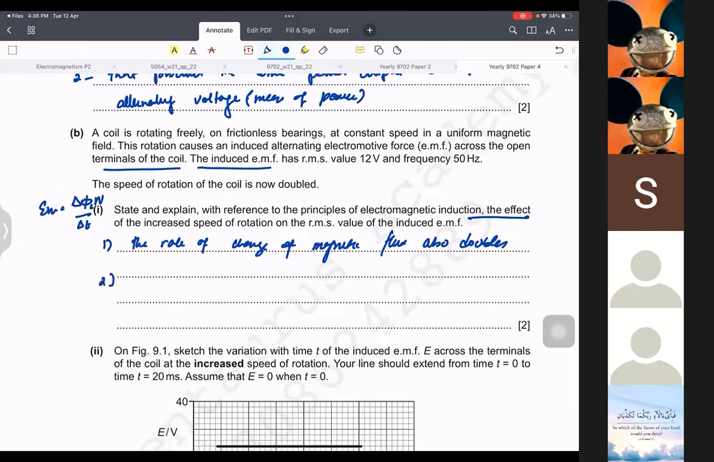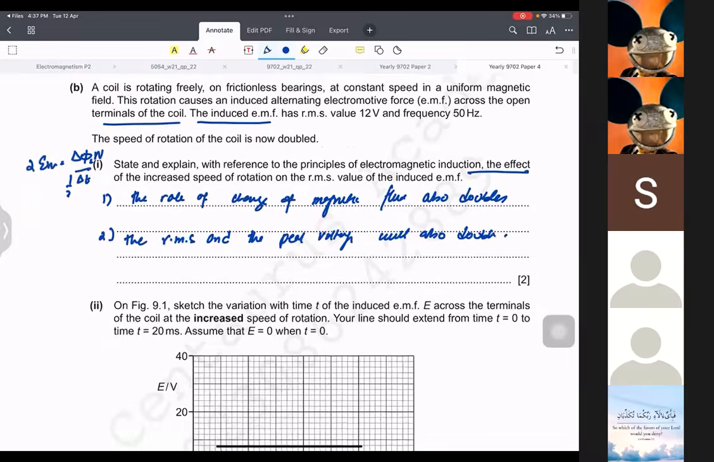So then, of course, the RMS and the peak voltage will also double, because अगर आपका time जो है वो half हो रहा है तो EMF double. That's why. Okay, so do remember that.